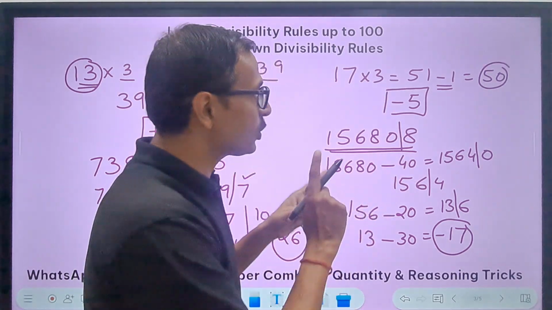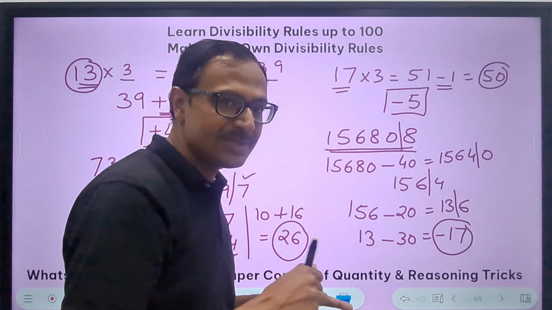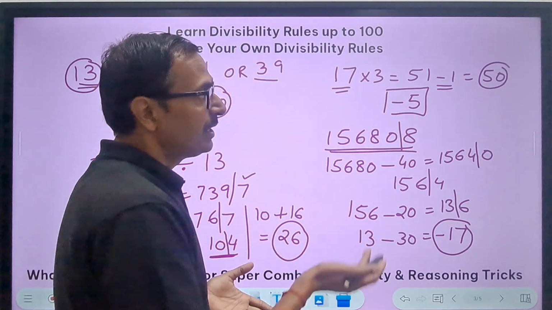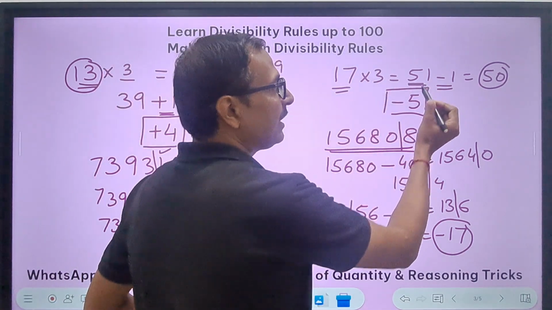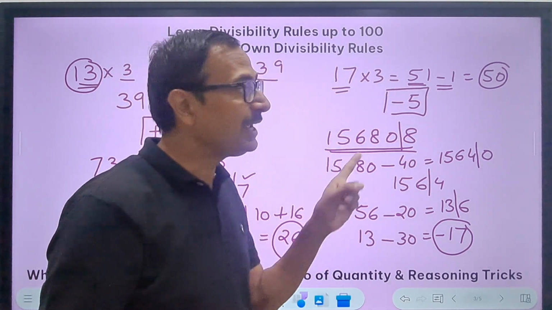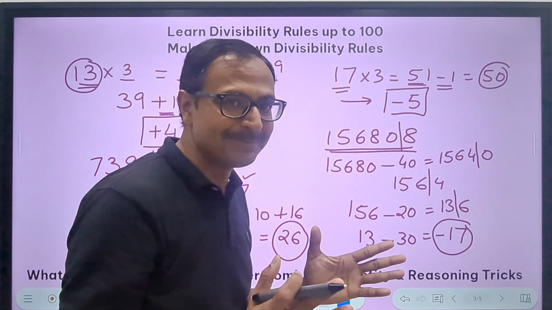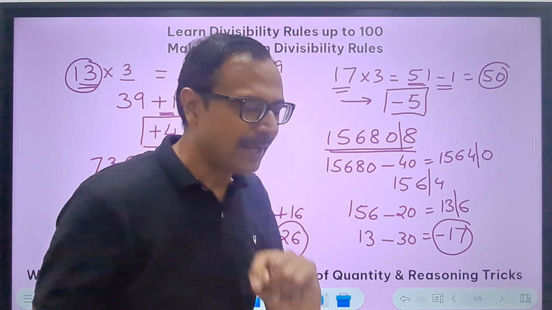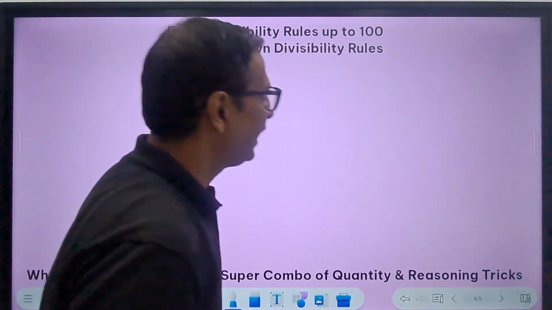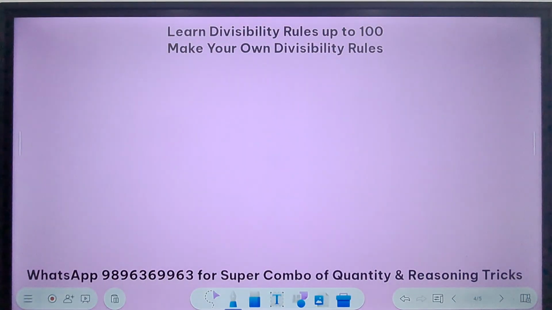Can you tell me the other oscillator for 17 in the chat, in the comment box here? Because I have taken the number ending in 1. Can you take the number ending in 9 and tell me what will be the oscillator for 17? Okay, try that. I'll review the comments. Let's move on to some big numbers now.